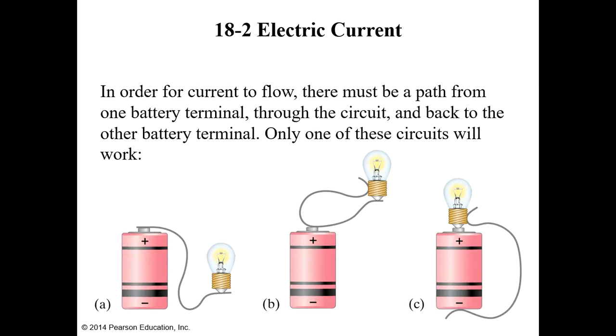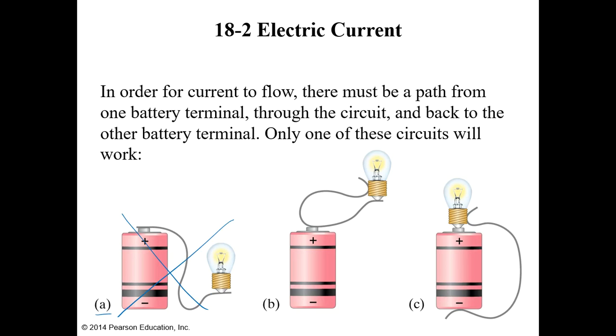Now, in order to have current actually flow, it has to have a complete path from the positive terminal to the negative terminal. You can't only touch one part of the battery, one of the terminals. So here, figure A, you have something going from the positive terminal to the light bulb, but charges cannot flow unless they can get to the negative terminal, so that doesn't work.